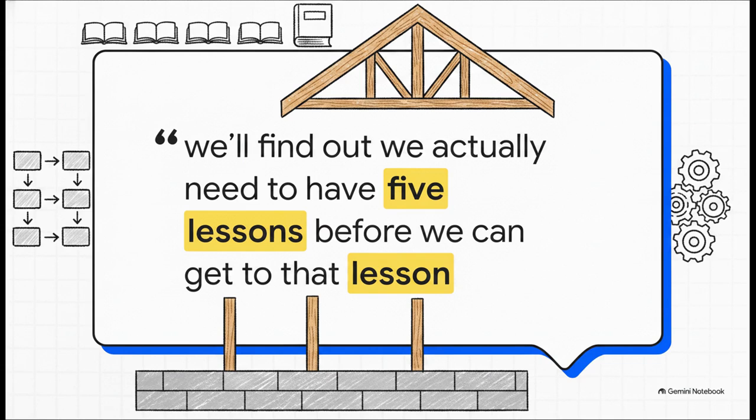He said, "We'll find out we actually need to have 5 lessons before we can get to that lesson." Because of those massive comprehension gaps in basic programming grammar, the team had to backtrack significantly. They couldn't just throw up the roof. They realized they literally had to pour 5 layers of foundational concrete first. And really, that's the absolute essence of work in process, isn't it? It's refining and re-refining until the logic finally holds.